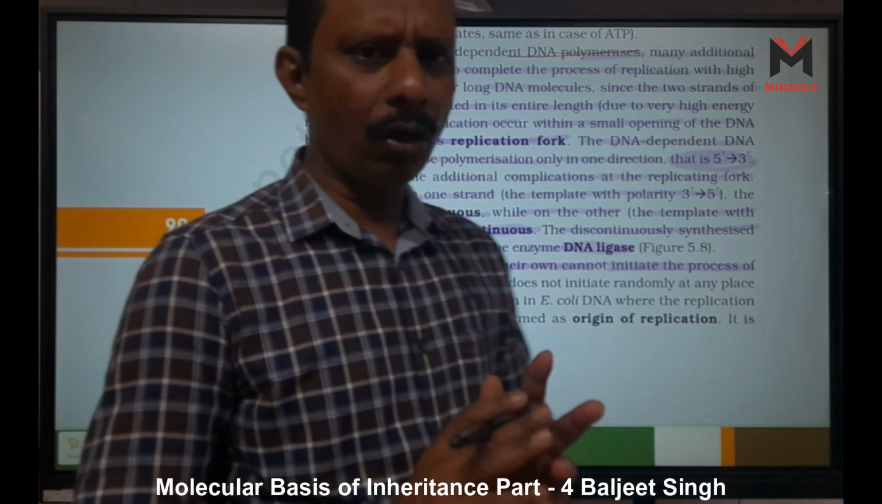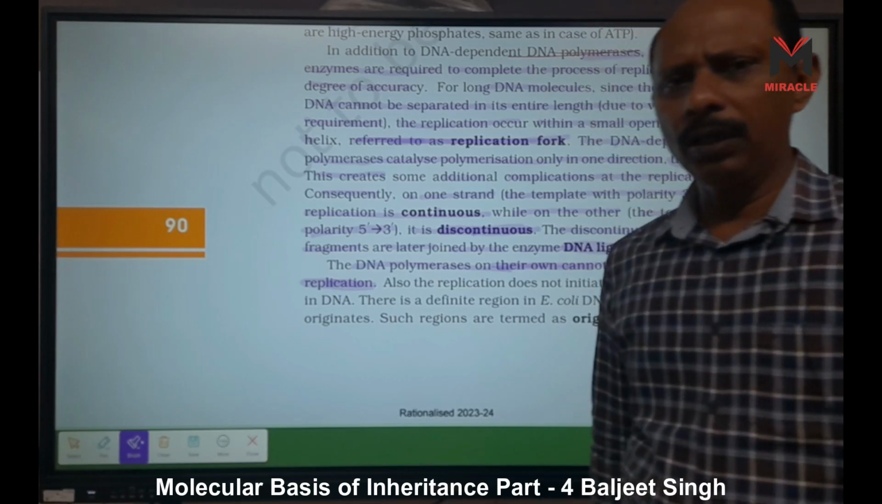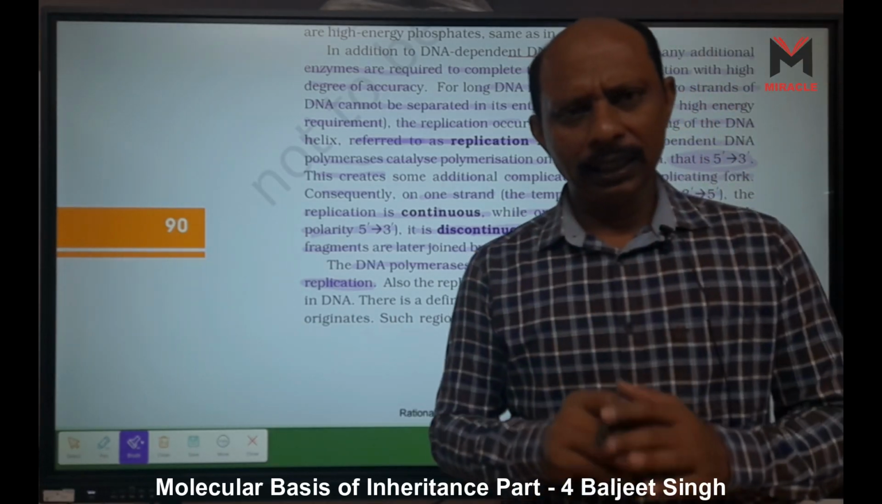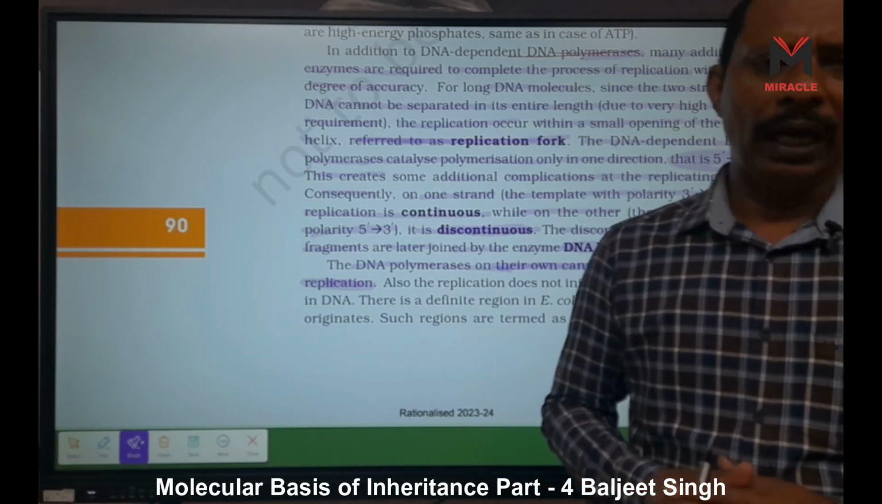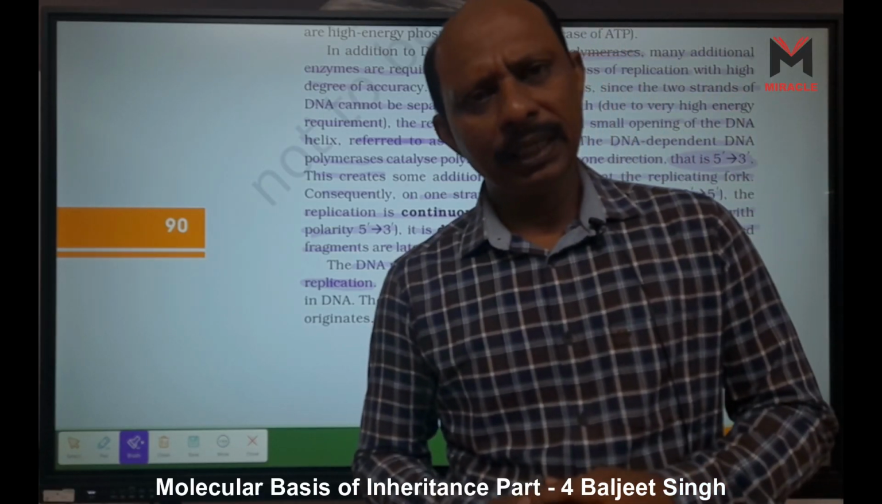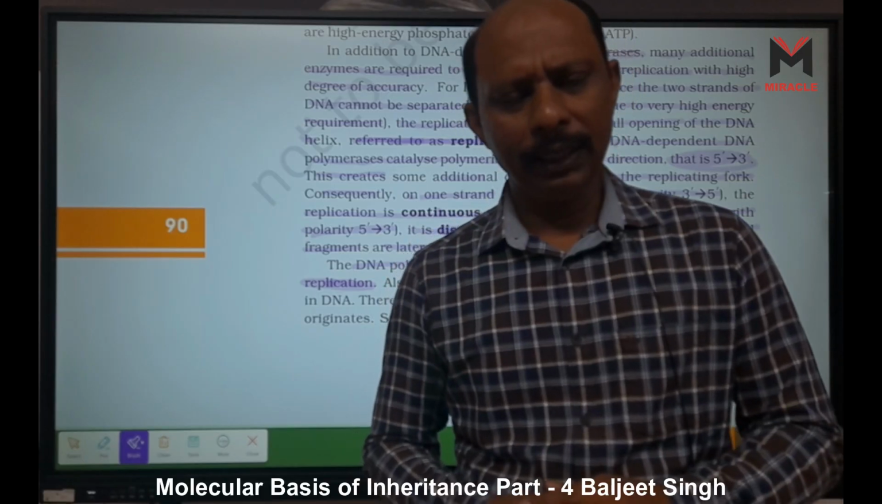Opening of the DNA strand is not by this polymerase enzyme, but the breaking down of the hydrogen bond is possible due to the presence of the helicase enzyme. This enzyme is called helicase, right?